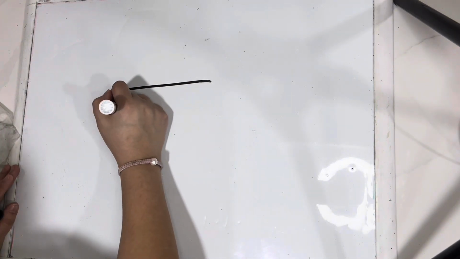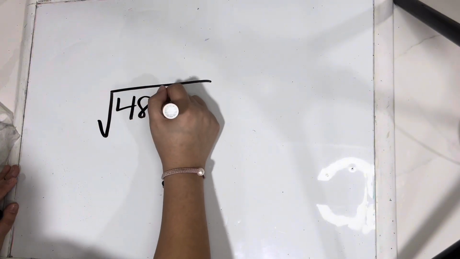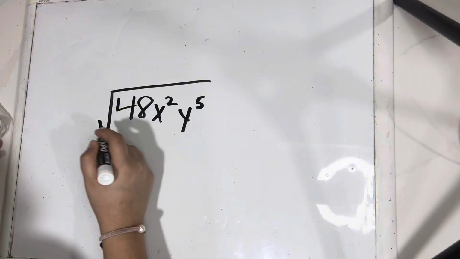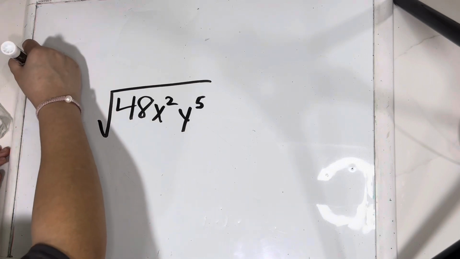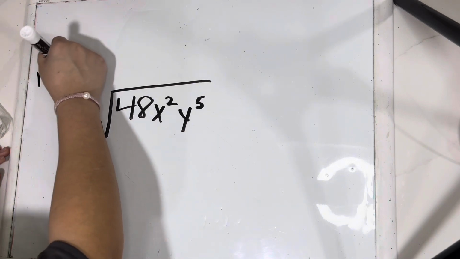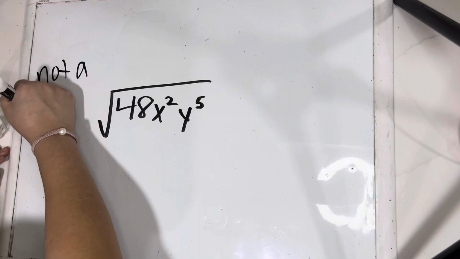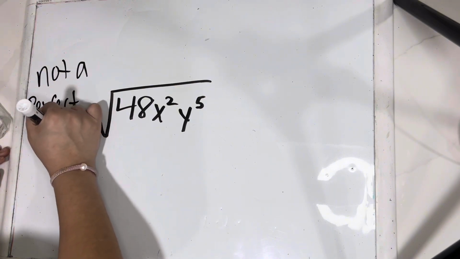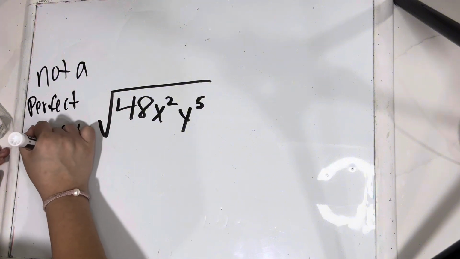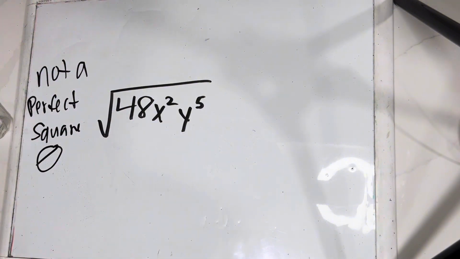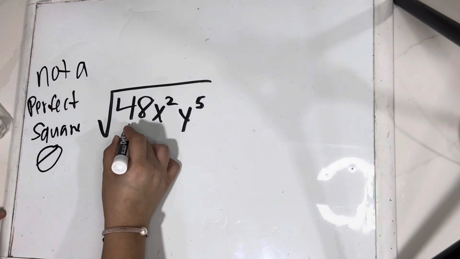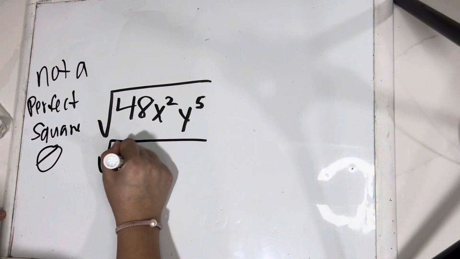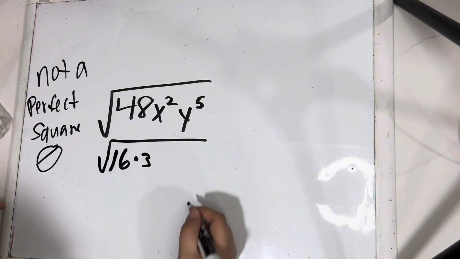Moving up in difficulty, let's try to simplify the square root of 48x squared y to the 5th power. Again, we must simplify the radical by breaking the radicand up into a product of known factors, assuming positive real numbers. But since 48 is not a perfect square, we cannot simplify it so easily. Instead, we must find two factors of 48. I decided to use the square root of 16 times 3.